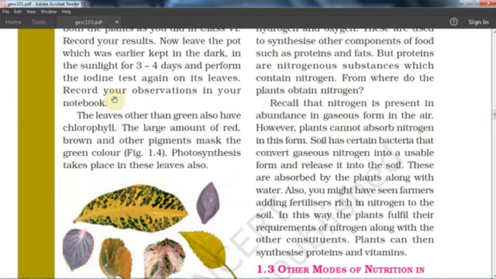In the starch test with the help of iodine, we have seen that we use ethyl alcohol to wash it, and after that we dip it into the iodine solution or put some drops of iodine solution on the leaf, and it gives a blue-black color. So the leaves other than green color also have chlorophyll. The large amount of red and brown and other pigments mask the green color, as we have said in the answer to Bujo's question. So photosynthesis takes place in these leaves also.